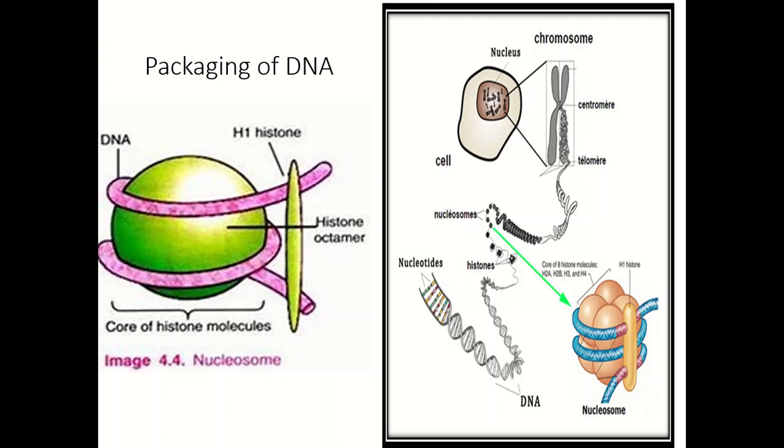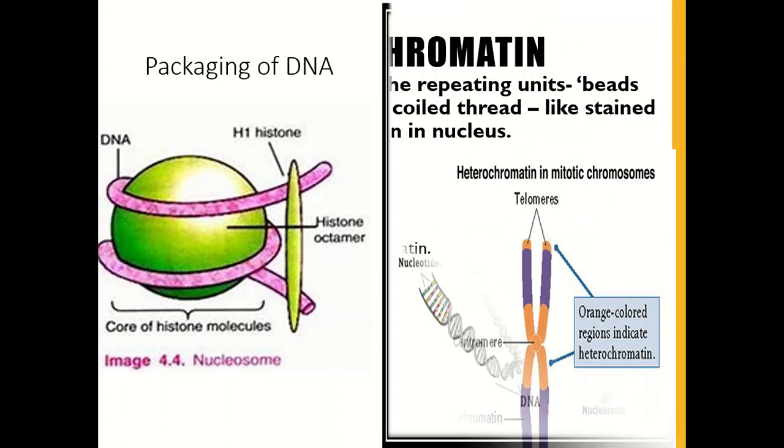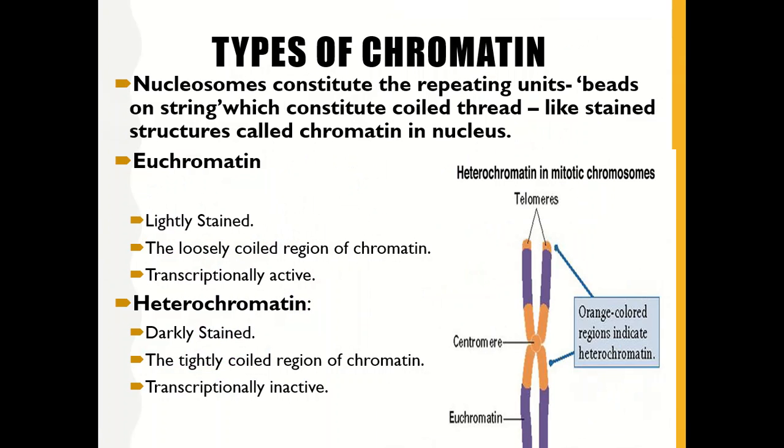The chromatin is packed to form a solenoid structure of 30 nanometer diameter. Further supercoiling forms a looped structure called the chromatin fiber. Now the chromatins are of two types. So nucleosomes constitute the repeating units, beads on string, which constitute coiled thread-like stained structures called chromatin in the nucleus.